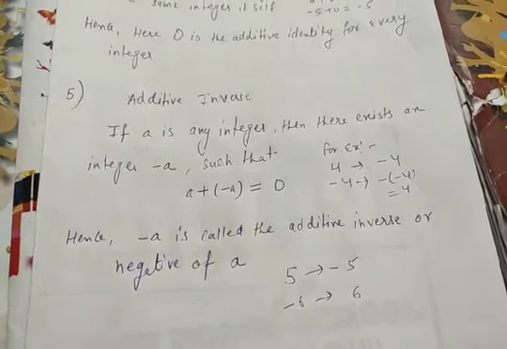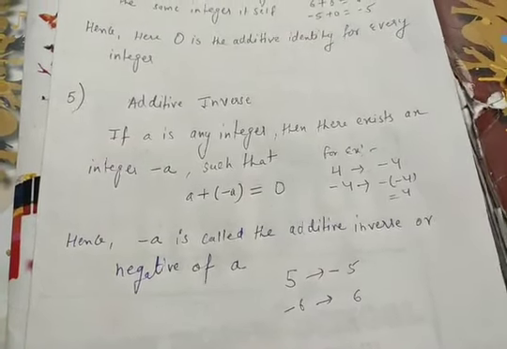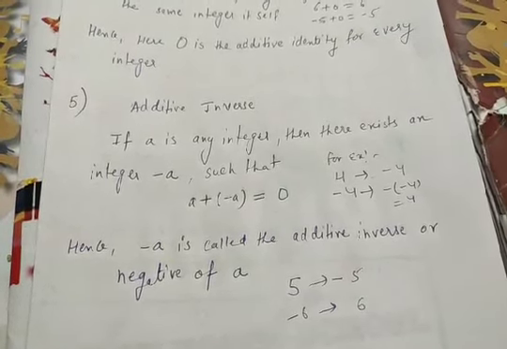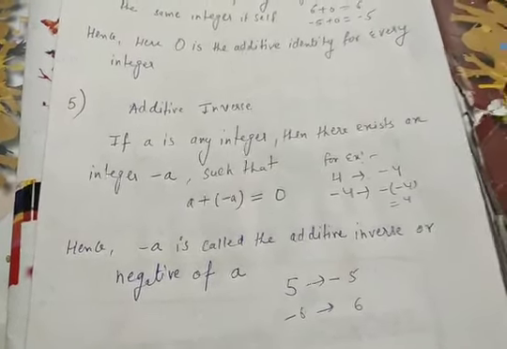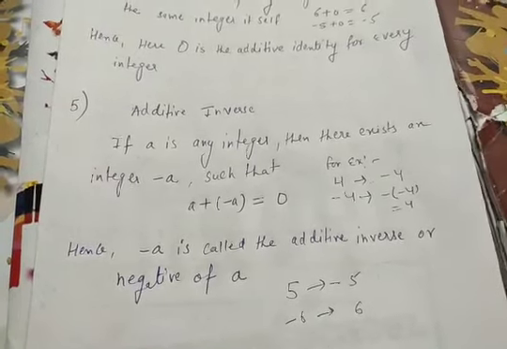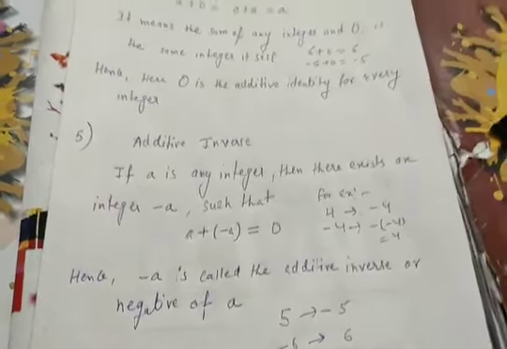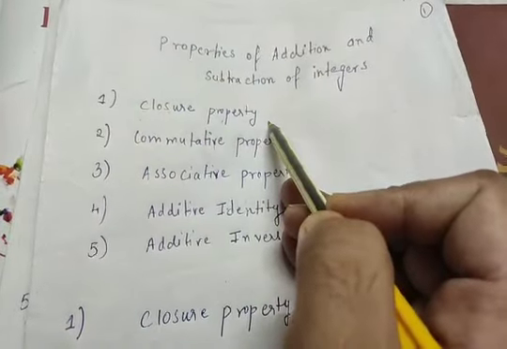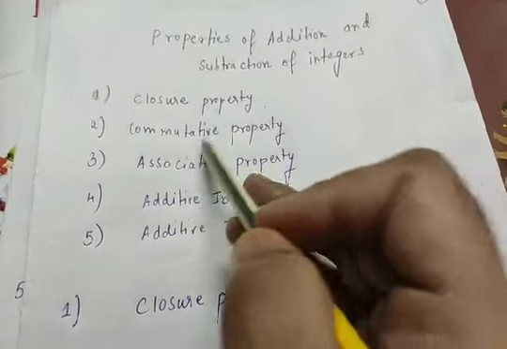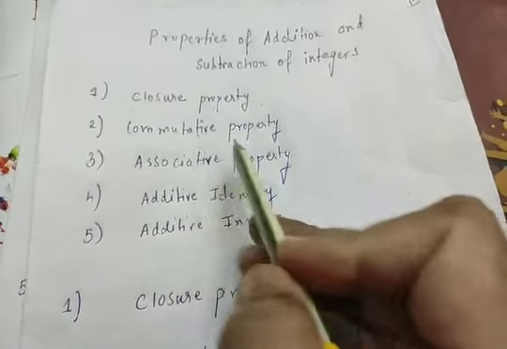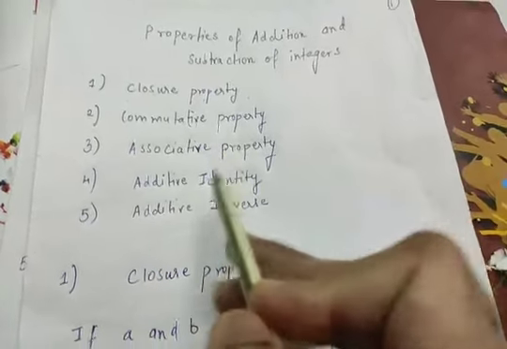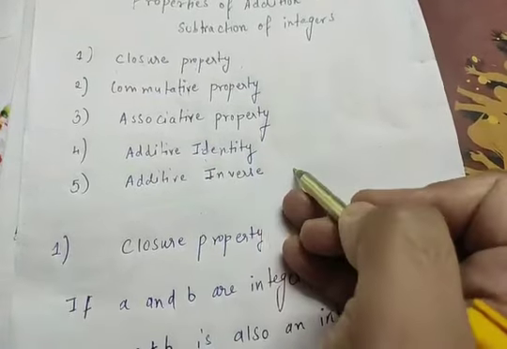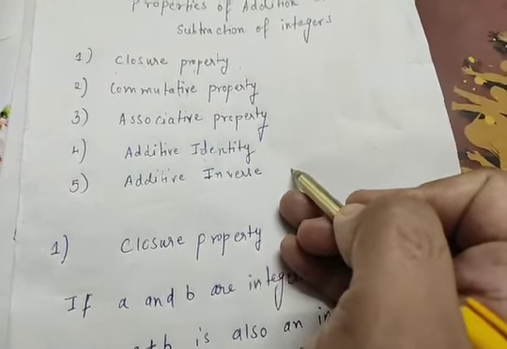These are the properties which you have to do under the addition and subtraction, and these are the same properties which you have to do under the multiplication and division. Clear? So what is the conclusion of today's video? That closure property is true for addition and subtraction, but commutative property is true only for addition. Associative property is only true for addition. Additive identity is 0 and additive inverse is the negative of a number.